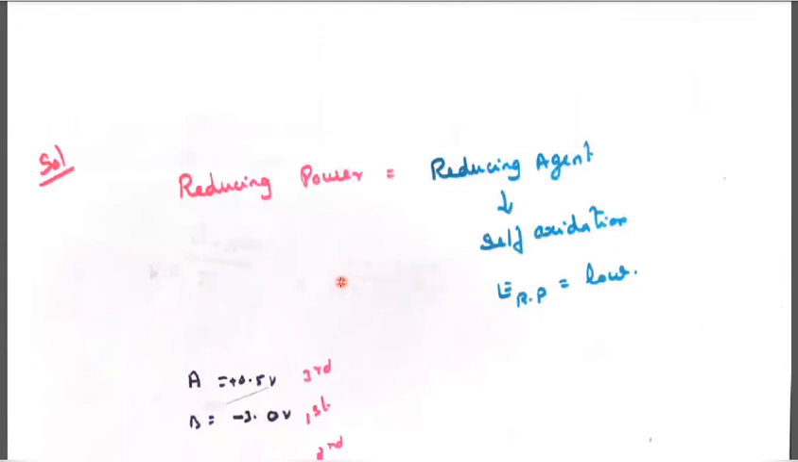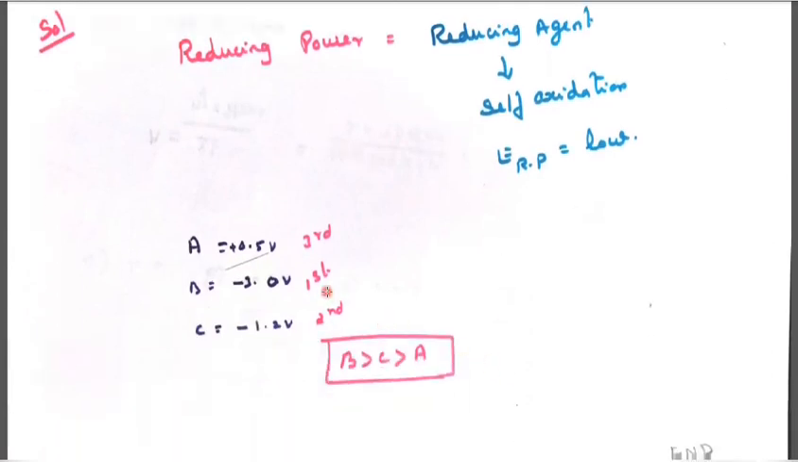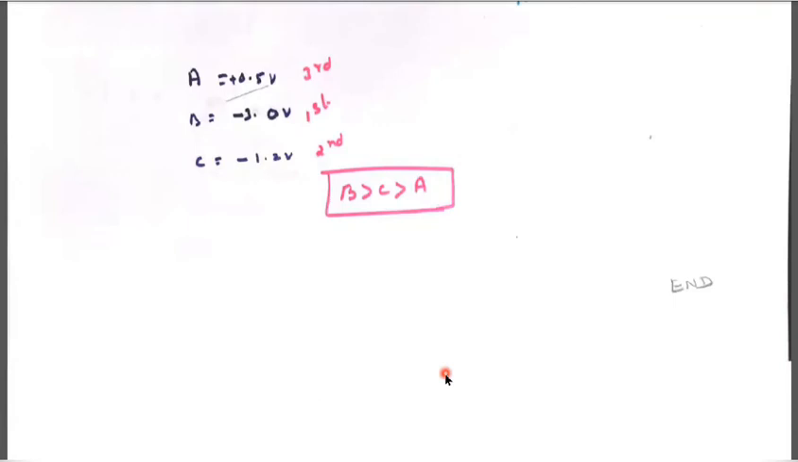By seeing the values, we can find out. Reducing power means the reducing agent undergoes self-oxidation, so the reducing potential is a very low value. Here A value is plus, B value is minus 3, and C value is minus 1.2. The very lowest value is first, this one, B, second this one, C, third the positive one, A. So B greater than C greater than A is the reducing power.